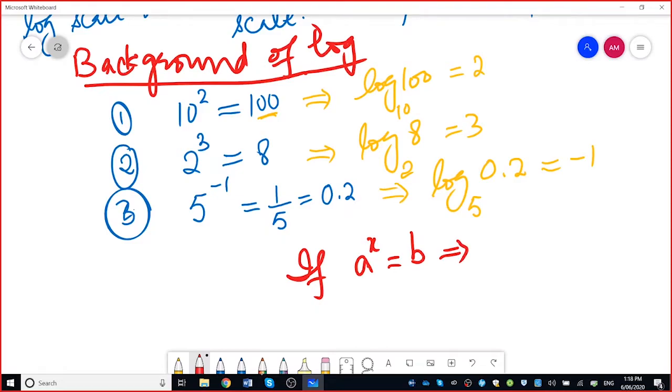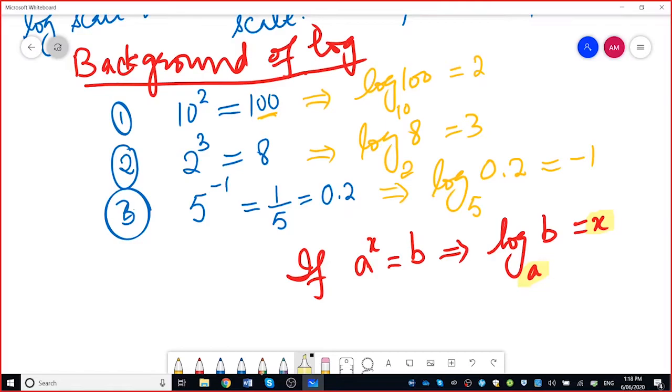So this implies log of b, where b is the result, to the base a is equal to x. If you compare it with the above, 10 raised to the power 2 is 100, so you can also go from here. We can do it like this: a raised to the power of x is equal to b. Do you understand? So we can move from right to left or from left to right.